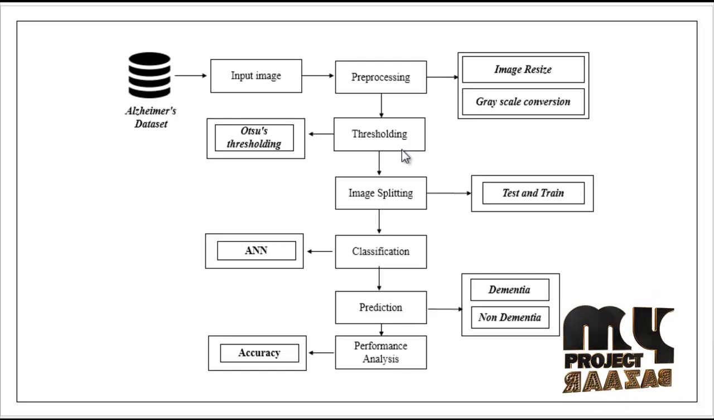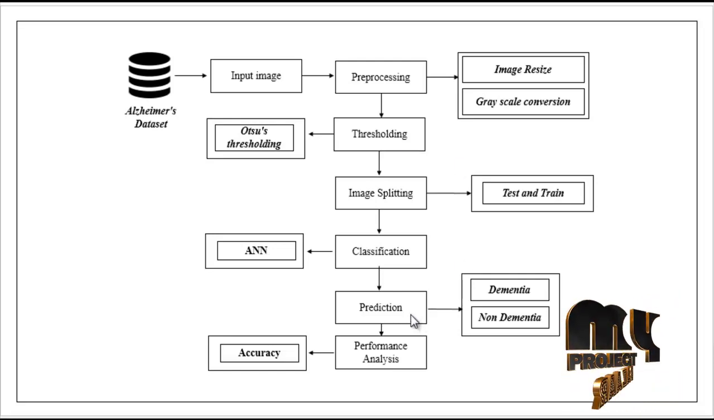Here we split the whole set of images into test and training. Test is used for prediction, train is used for evaluation. The split images are carried to the classification module. Here we implement a deep learning algorithm, the artificial neural network. After that comes prediction. In this part we predict whether the input image is dementia or non-dementia. After that we estimate some performance analysis like accuracy. So this is the flow of our project.